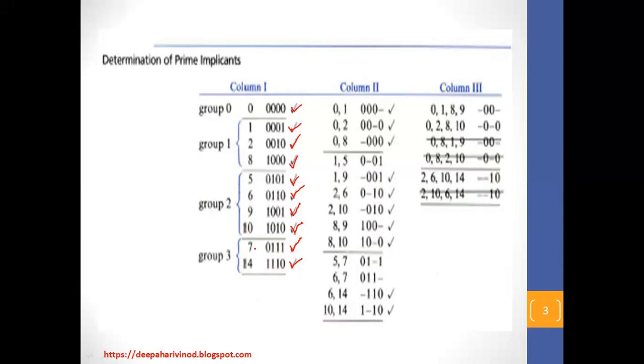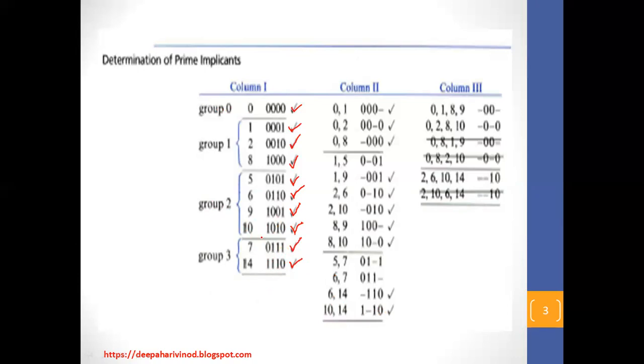Next, remaining 10 and 7, it cannot be compared. 10 and 14, we can compare. So write down the corresponding comparison. That is 1 dash 10 will be the answer for comparing 10 and 14. So we completed with this one.